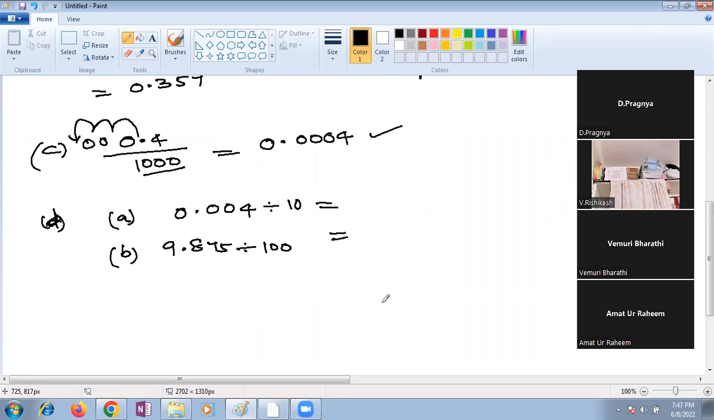Next one, go to the C1. 0.02 divided by 100.